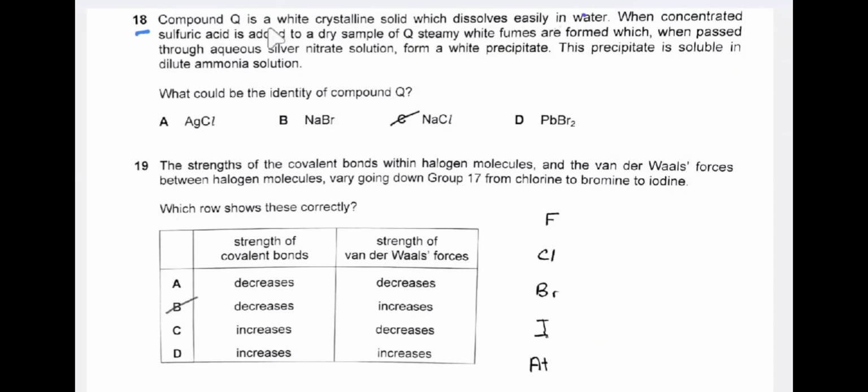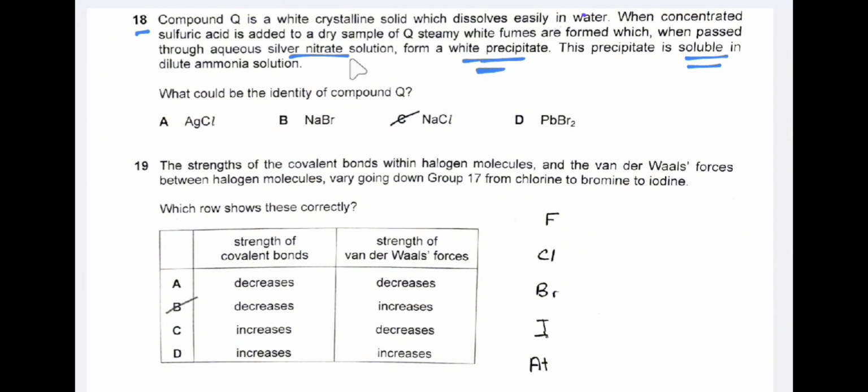Number 18. Compound Q is a white crystalline solid that dissolves easily in water. When concentrated sulfuric acid is added to a dry sample of Q, steamy white fumes are formed, and these white fumes represent HCl or HBr. When the steamy fumes are passed through silver nitrate, a white precipitate is formed, and the precipitate is soluble in dilute ammonia solution. What is the identity of Q?